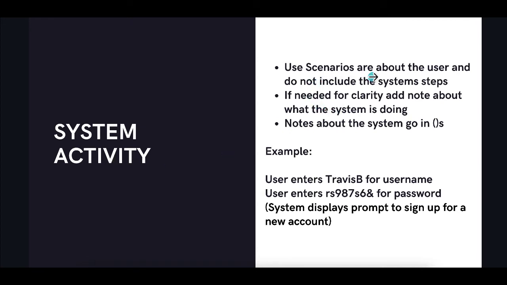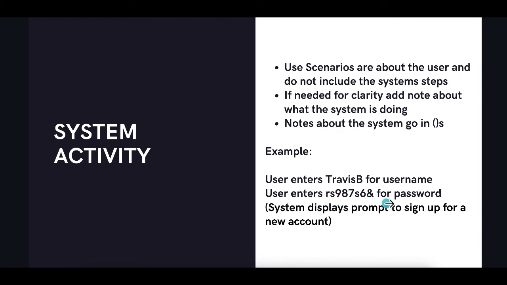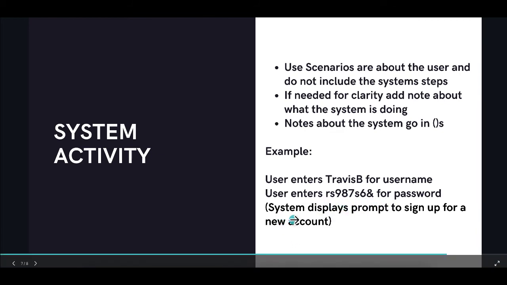It says use scenarios are about the user and do not include the system steps, but if clarity is needed, then we can add a note about what the system is doing. So notes about the system go in parentheses. Let's take a look at this example. User enters Travis B for username. User enters this set of numbers, characters and letters for password, and then the system displays prompt to sign up for a new account. So here we see parentheses.